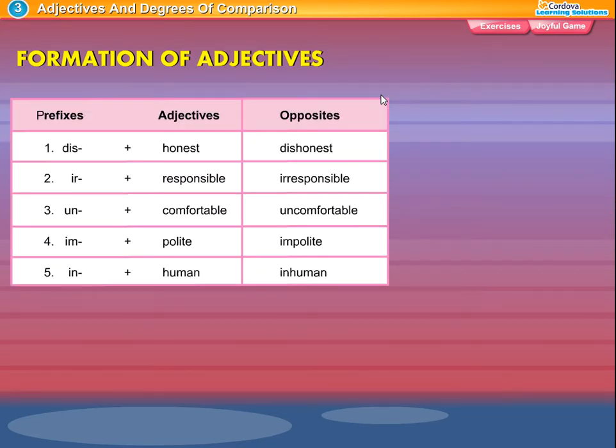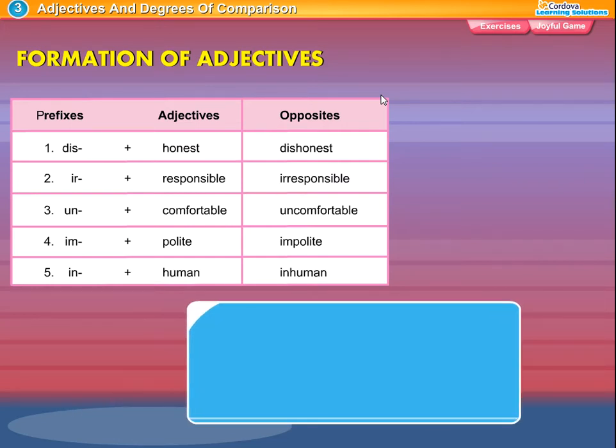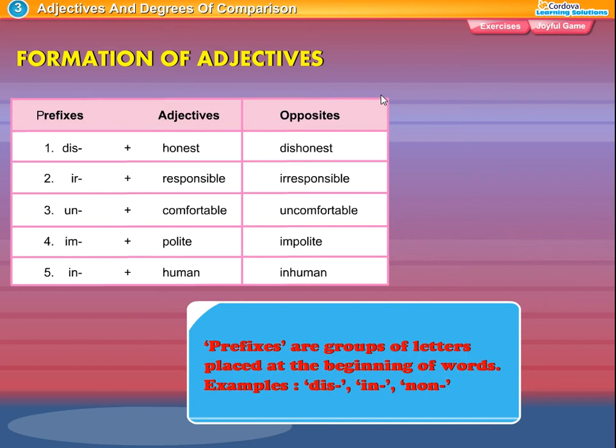Prefixes, adjectives, opposites. Dis plus honest, dishonest. Ir plus responsible, irresponsible. Un plus comfortable, uncomfortable. Im plus polite, impolite. In plus human, inhuman. Prefixes are groups of letters placed at the beginning of words. Examples: dis, in, non.